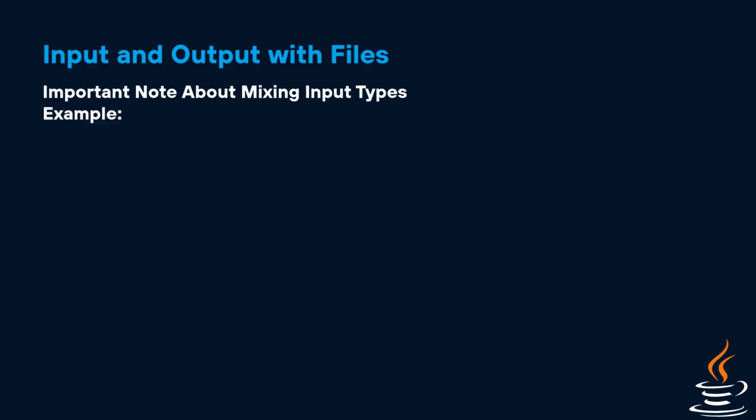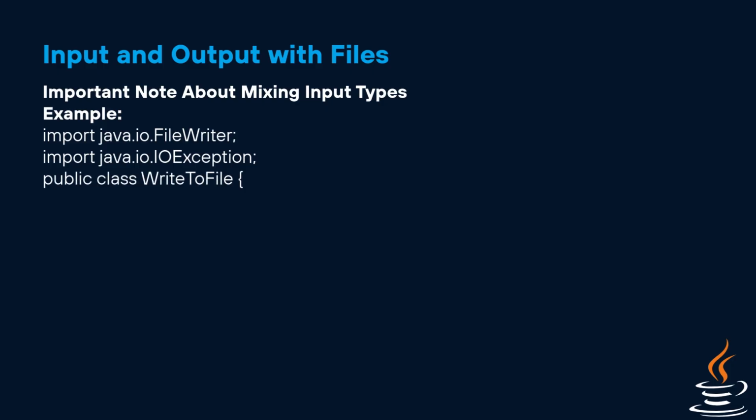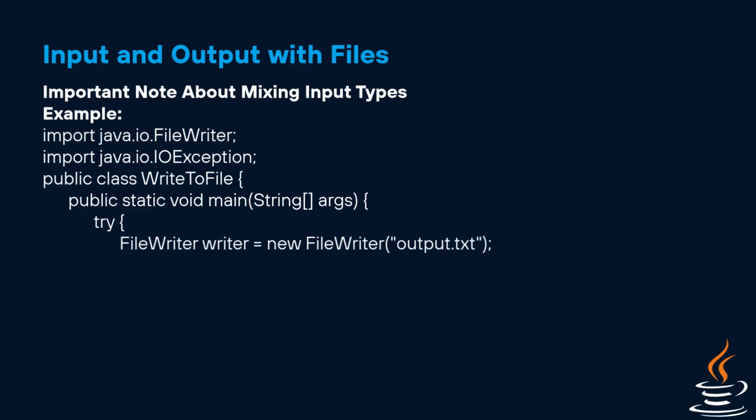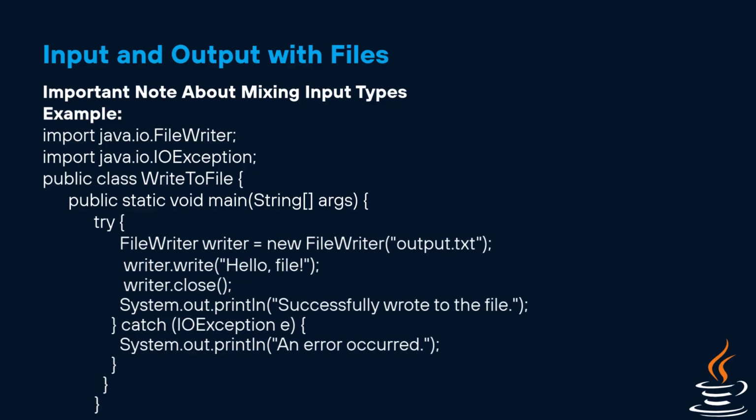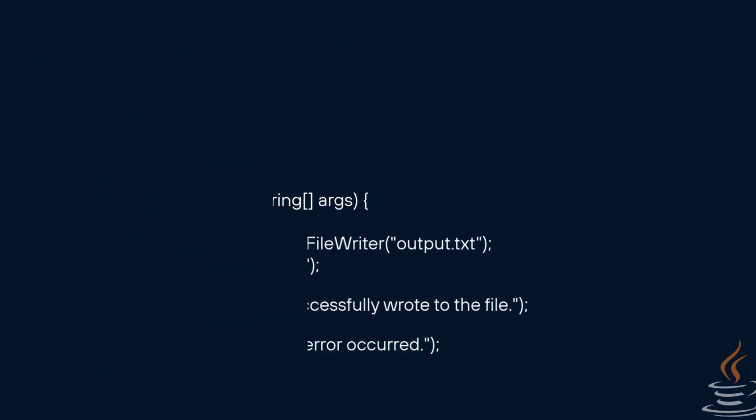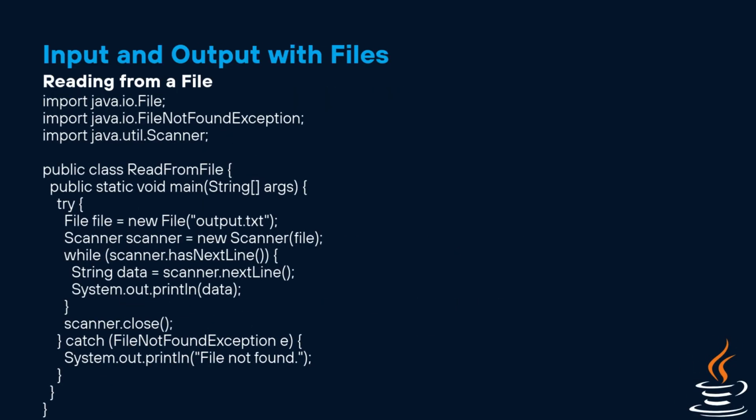Example using FileWriter. import java.io.FileWriter; import java.io.IOException; public class WriteToFile { public static void main(String[] args) { try { ... This code writes "Hello file" into a text file named output.txt. This code reads each line of the file and prints to the console.